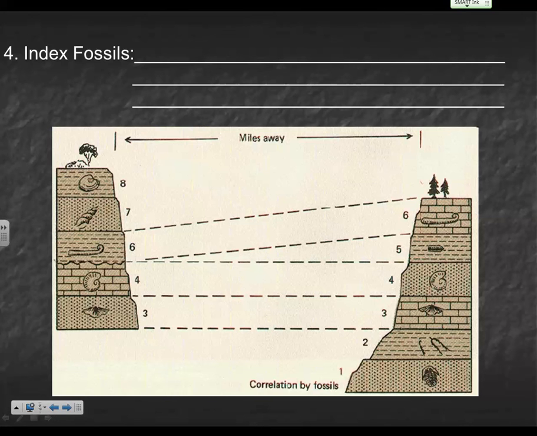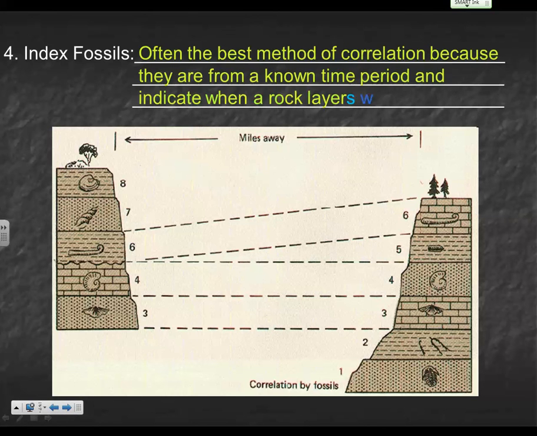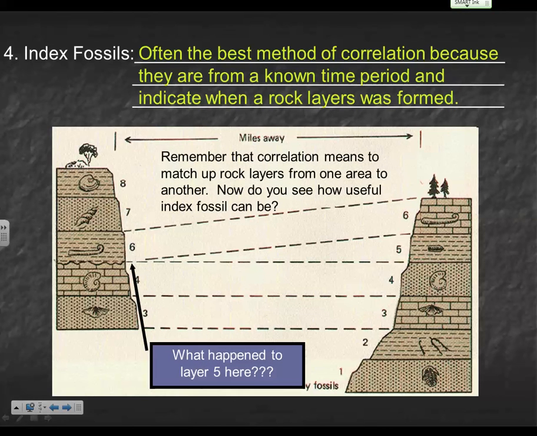Okay, fourth method. Now this is very reliable. It's probably the best method, widely used, for correlating rock layers in different places. And it's index fossils, which we learned about in another lesson prior to this. Index fossils, remember, are deposited rapidly over a wide area. They live a short period of time. And if you find one in one area and you see the same species of index fossil in another, you know that they're pretty much in the same aged rocks. The rocks could be different types, but the same age.